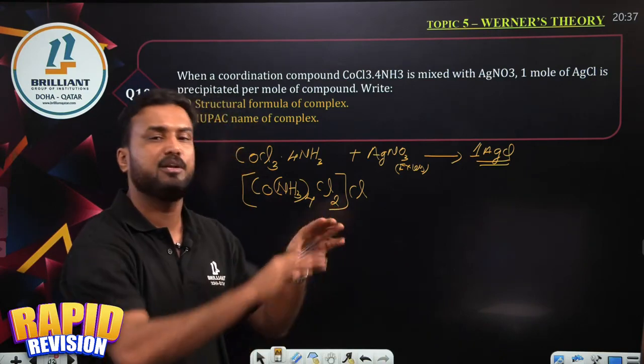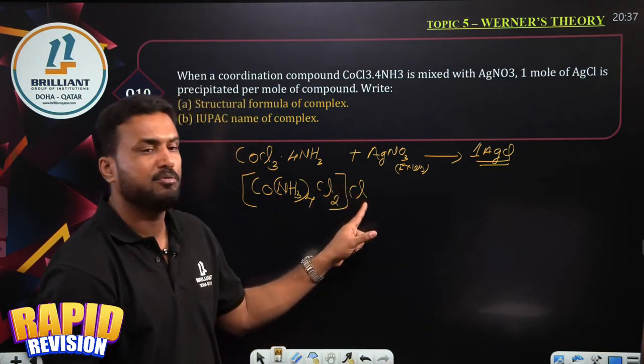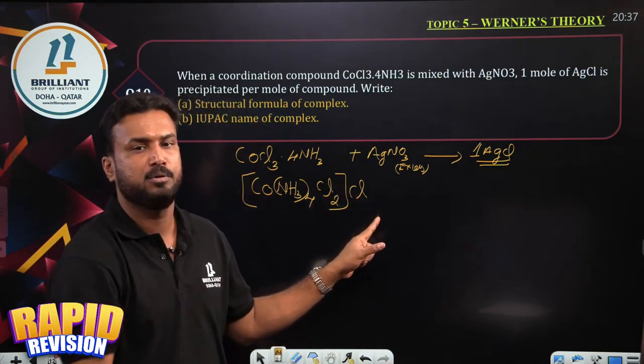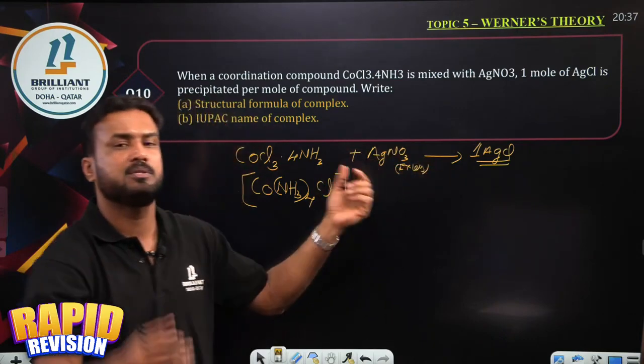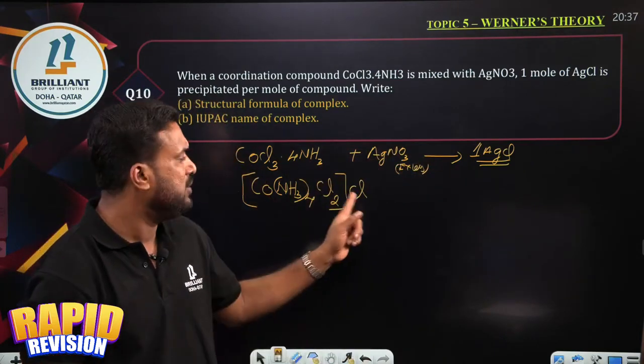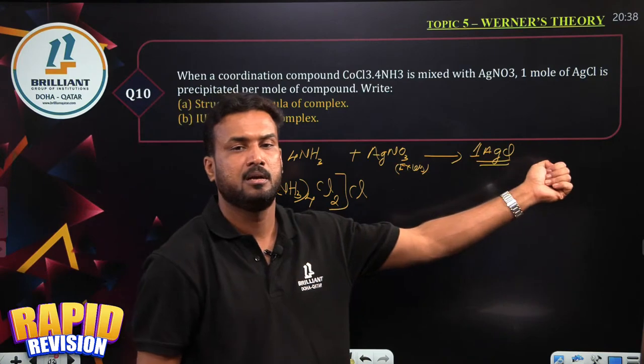The complex part will not dissociate. Here only which ion will produce? 1 Cl minus ion will produce. How much amount of AgNO3 you are adding? Irrespective of that, only 1 Cl can produce. That is why 1 AgCl.